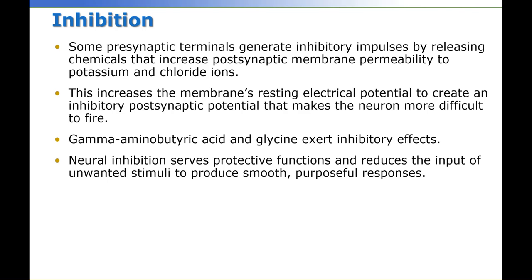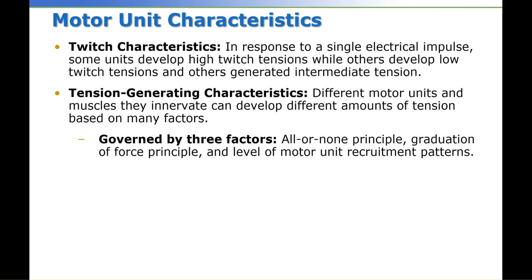Okay. So for example, one can usually override or inhibit the reflex to pull the hand away when removing a splinter. Okay. Because you don't want to pull the hand away when you're removing the splinter, because you're trying to remove it. All right. You have motor unit characteristics, twitch characteristics in response to a single electrical impulse.